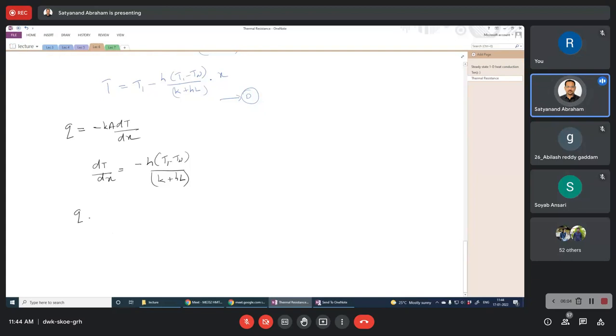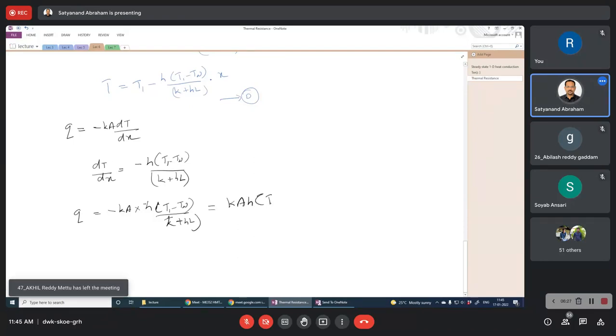Okay. So now Q is equal to minus, so minus of minus we can cancel it off. So minus Ka into minus h into (T1 minus T infinity) divided by (K plus HL). So it is equal to KAh (T1 minus T infinity) divided by (K plus HL). Okay, so that's the heat flux. So total heat transferred to the system.